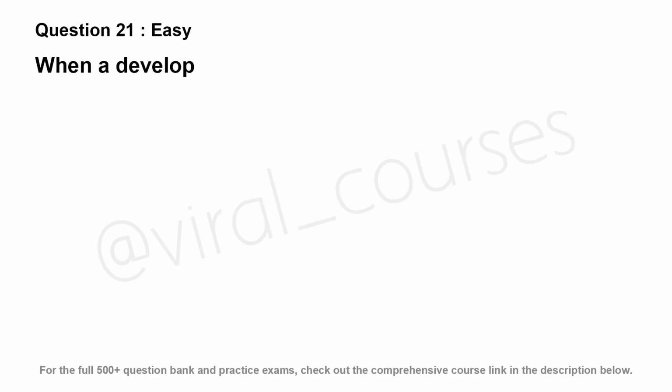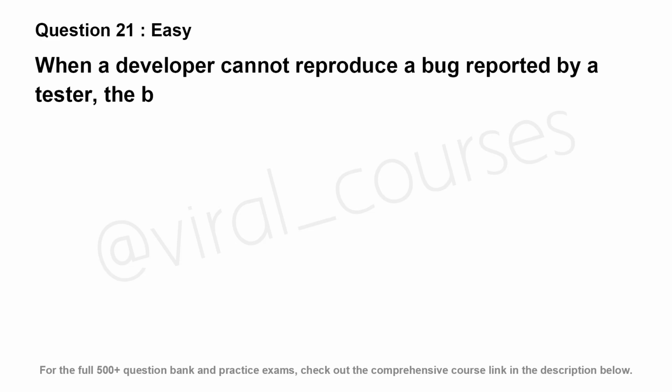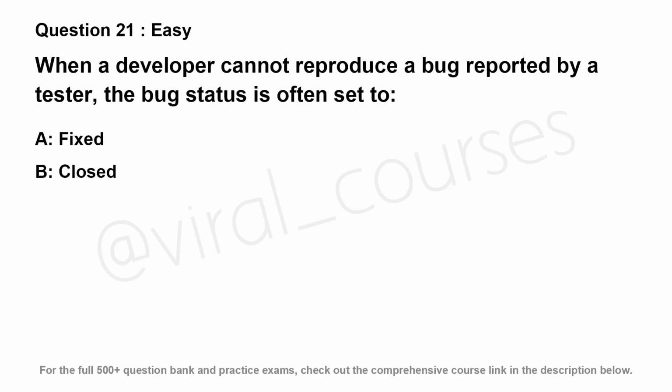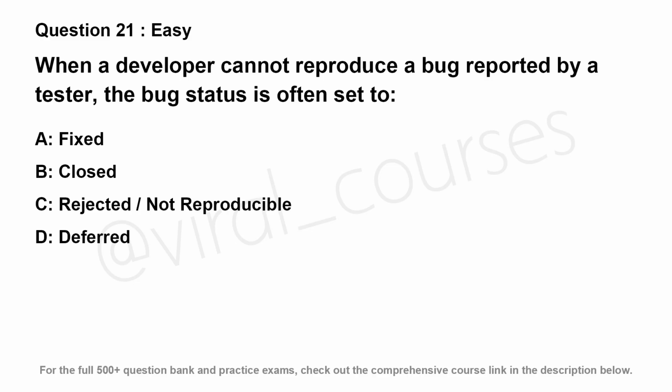When a developer cannot reproduce a bug reported by a tester, the bug status is often set to Option A, fixed. Option B, closed. Option C, rejected, not reproducible. Option D, deferred.